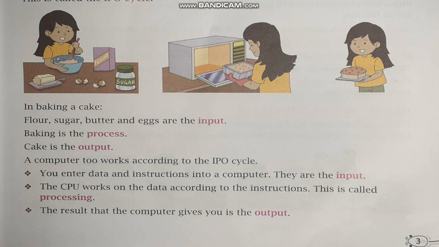Similarly, here, baking a cake. To bake a cake, flour, sugar, butter and eggs are the input. Then we process by baking and the output is our cake. A computer works according to the IPO cycle. You enter data and instructions into a computer. They are the input. The CPU works on the data according to the instructions. This is called processing. And last one, the result that the computer gives you is the output.